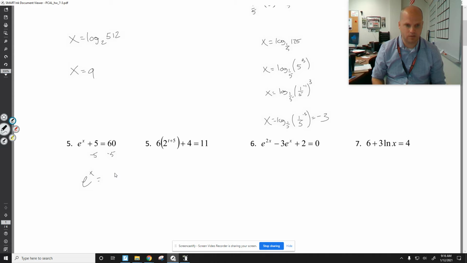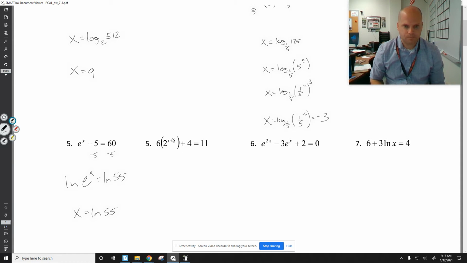I get e to the x equals 55. E to the x, to undo, I take the log base e. That's natural log for short. Again, x equals the natural log of 55. That's going to be a decimal, so that answer is fine. Just natural log of 55.